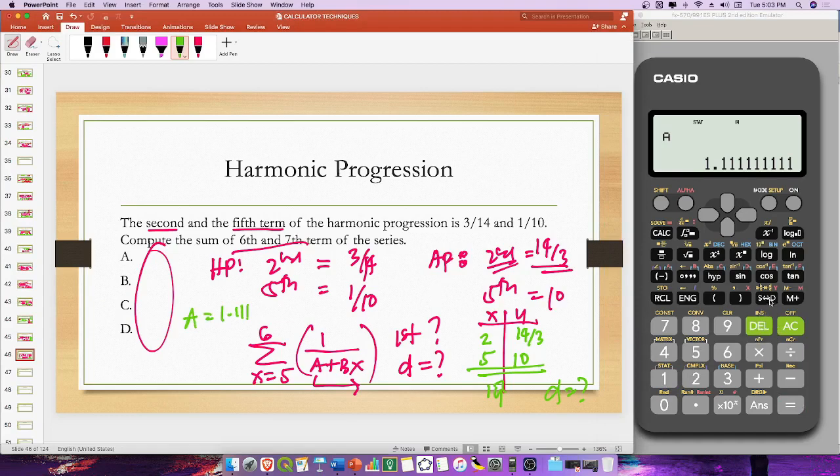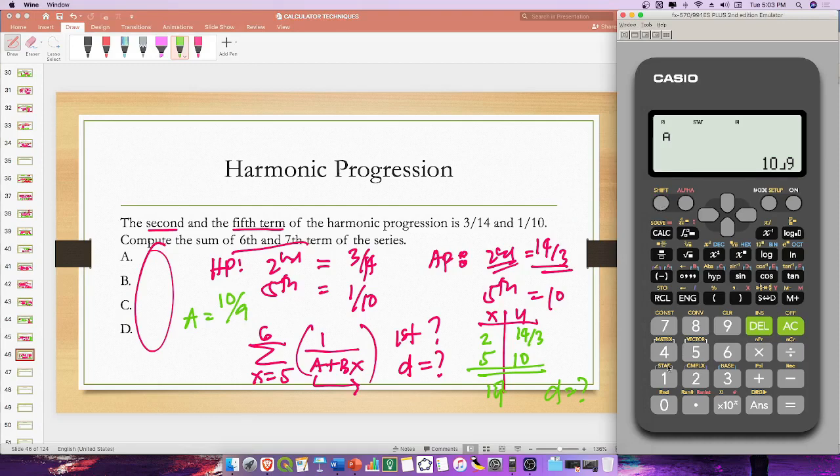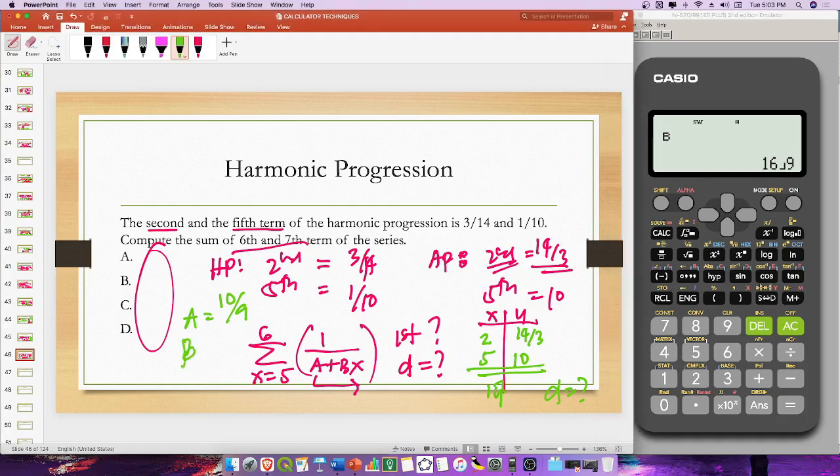Let's convert that to a fraction, so that is 10 over 9. Now we go again to stat, then reg, and then we will look for b. Take note, b here is the common difference. So type 2, which is b, and then convert that to a fraction. The common difference is 16 over 9. Take note of using that method.